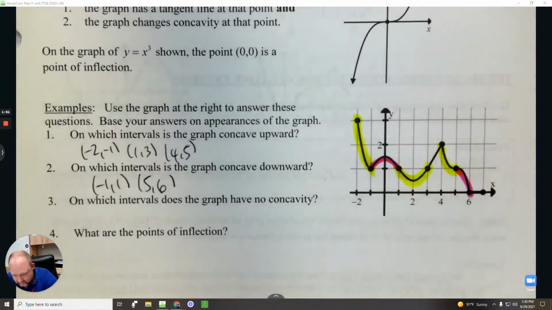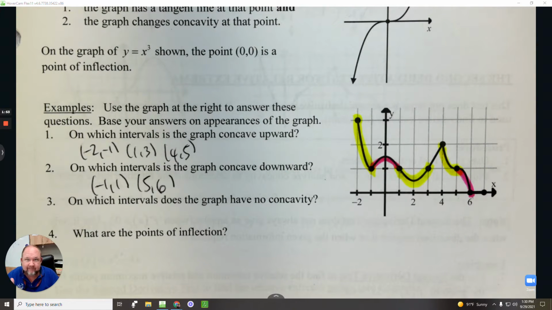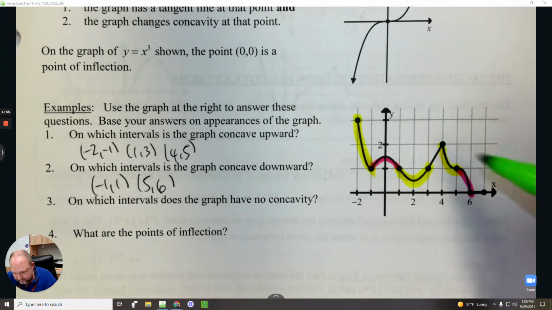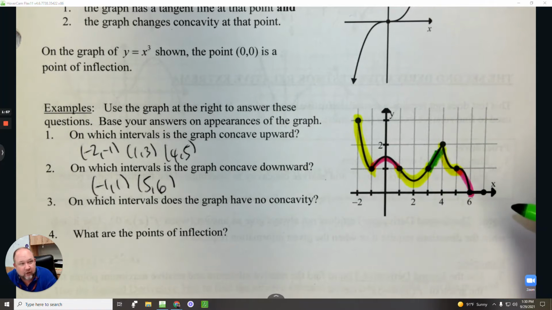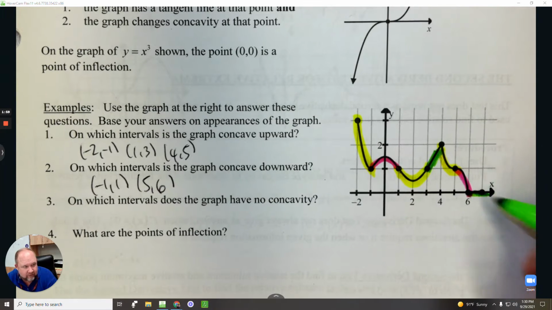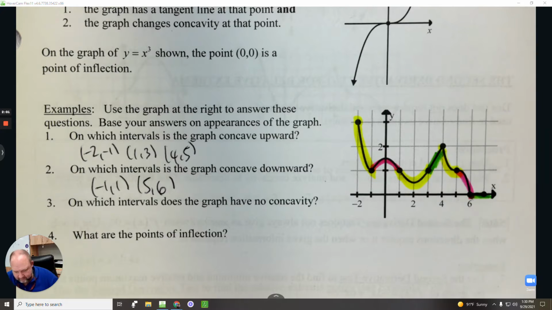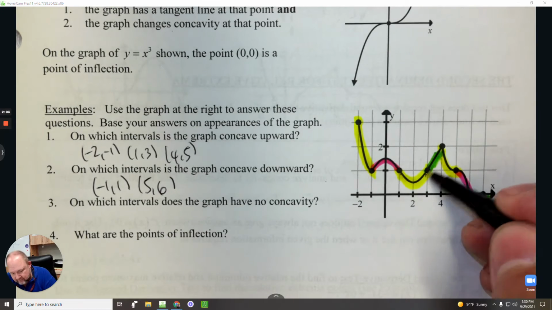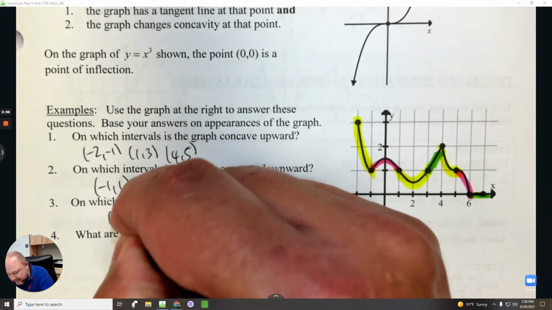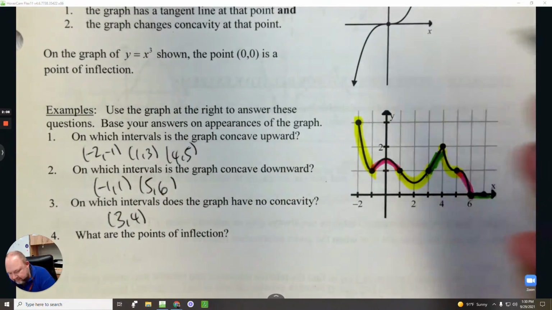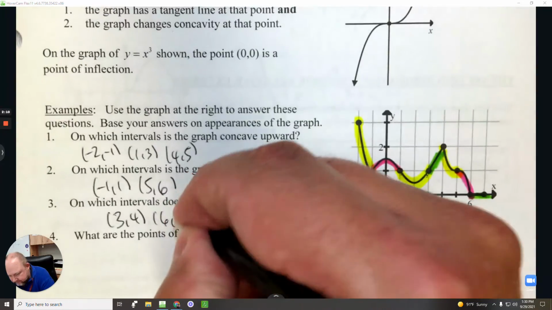Now I'm going to have another color where there's no concavity. A line has no concavity. So this part here has no concavity, and there's a line here too that also has no concavity. So from 3 to 4 has no concavity, and from 6 to 7 has no concavity.